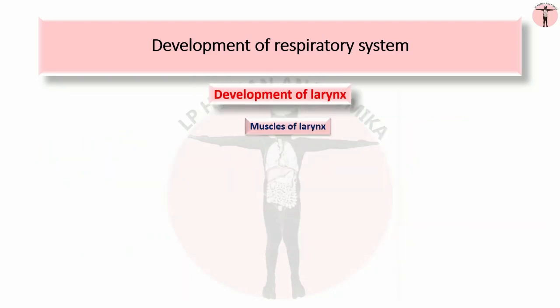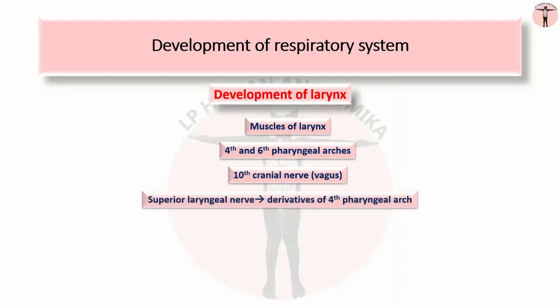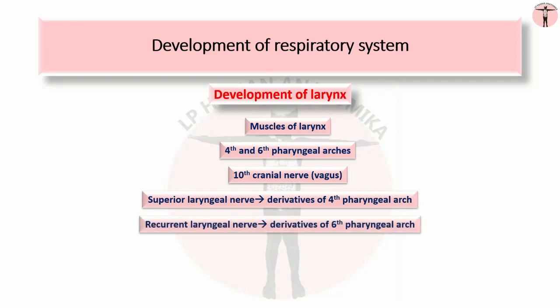Since the musculature of the larynx is derived from the mesenchyme of the 4th and 6th pharyngeal arches, all the laryngeal muscles are innervated by branches of the 10th cranial nerve, that is the vagus nerve. The superior laryngeal nerve innervates the derivatives of the 4th pharyngeal arch, and the recurrent laryngeal nerve innervates the derivatives of the 6th pharyngeal arch.